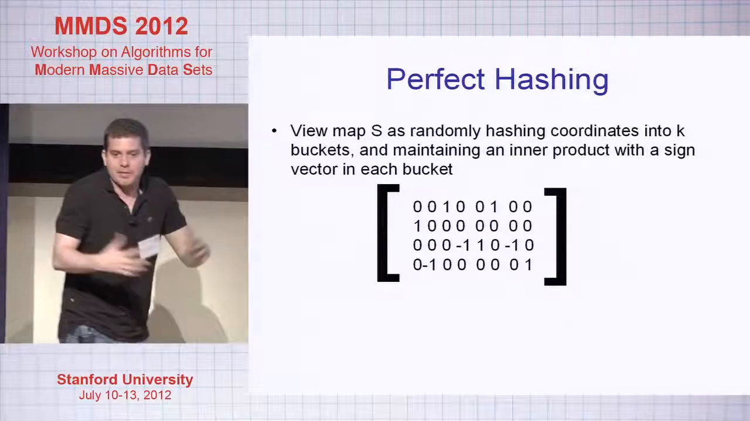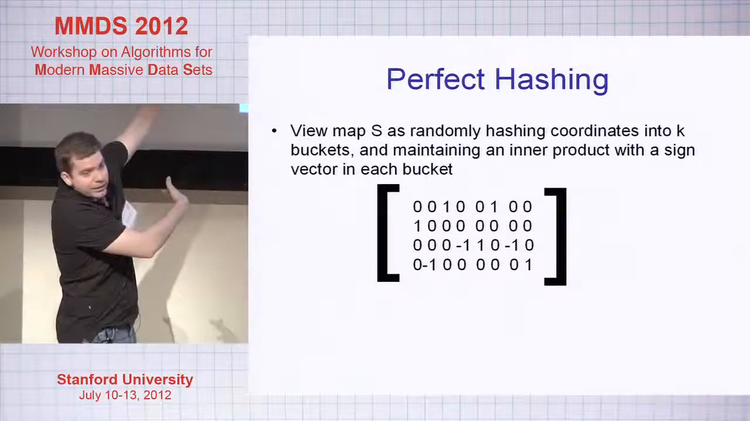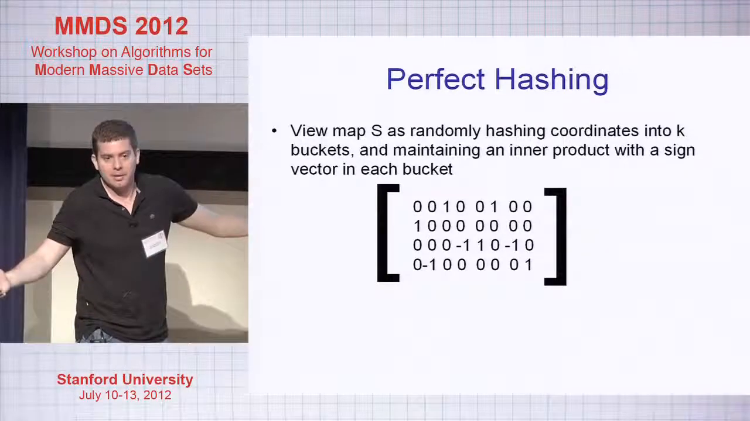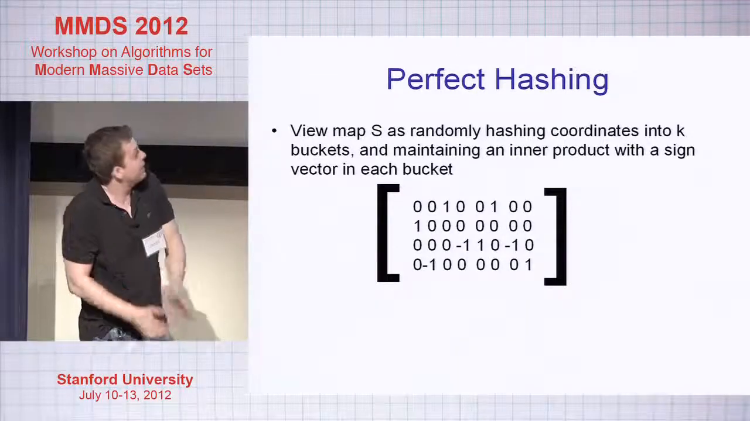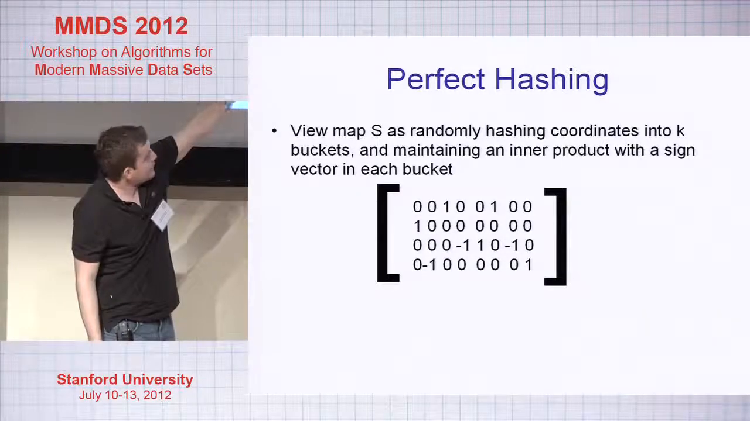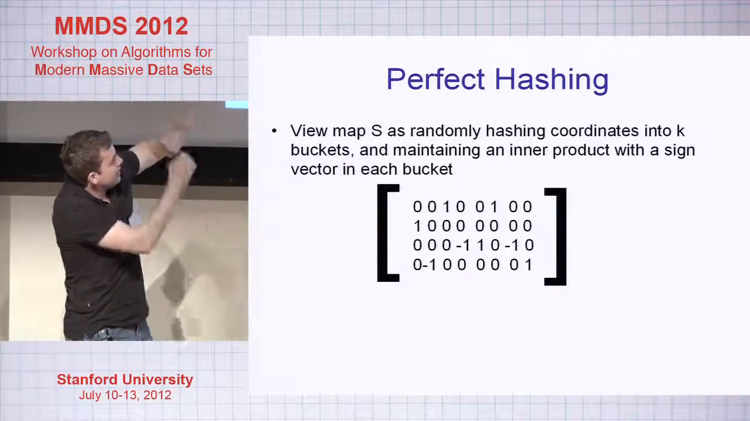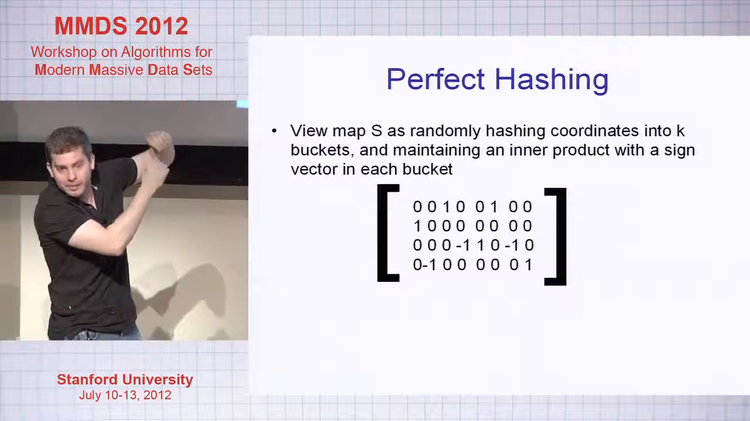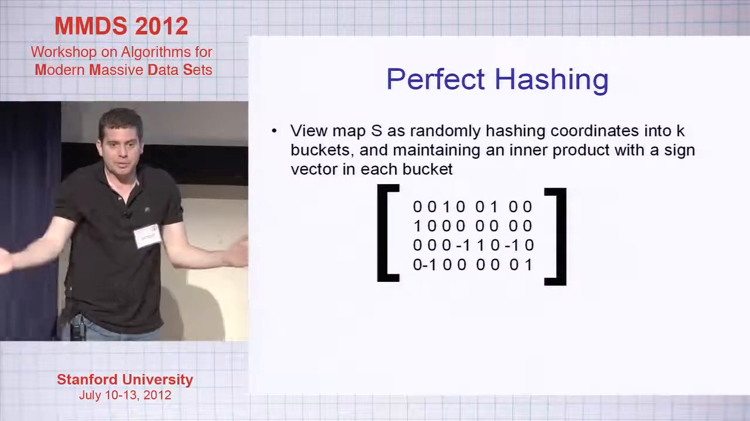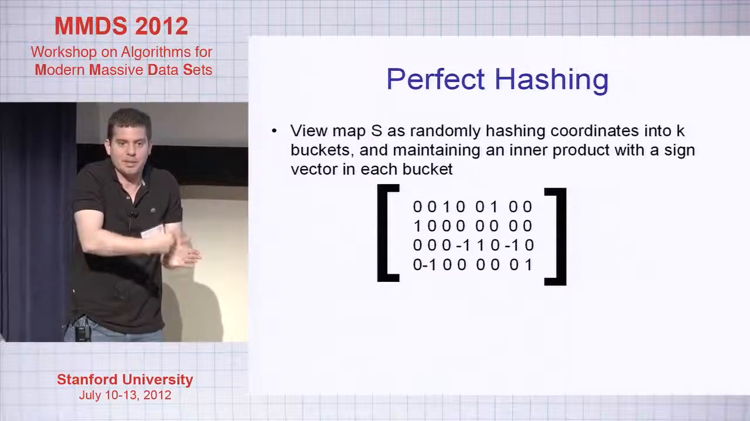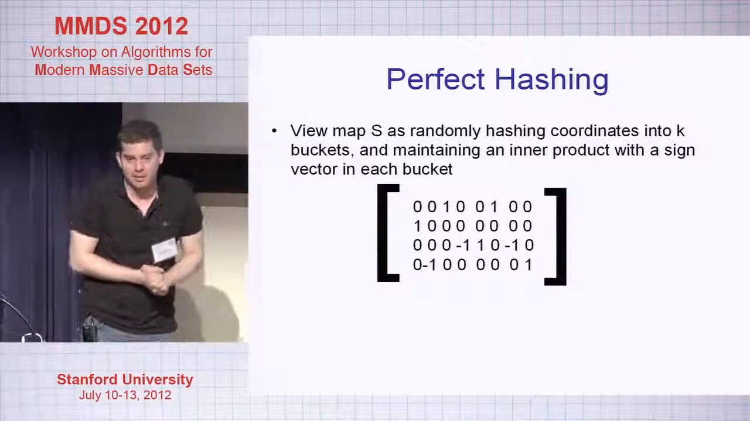So let's think of this matrix differently. We have k rows here. Let's think of having k buckets, one bucket for each row. The stuff in the ith bucket is the columns for which the single non-zero entry in that column is i. And so we hash coordinates into k buckets, and in each bucket we maintain the inner product with a random sign vector. That's just a different way of looking at this mapping.